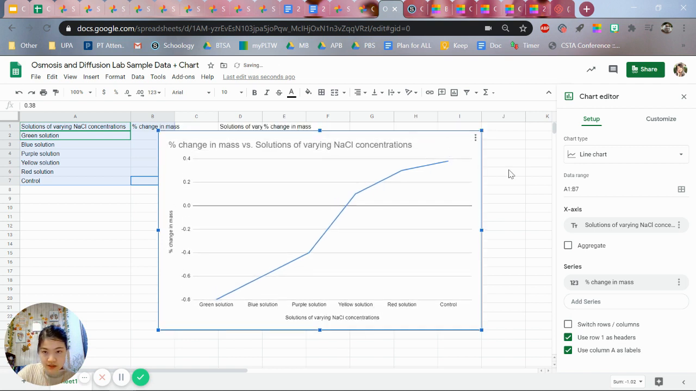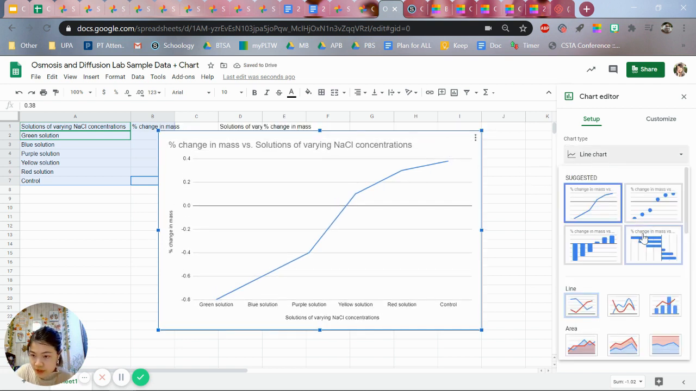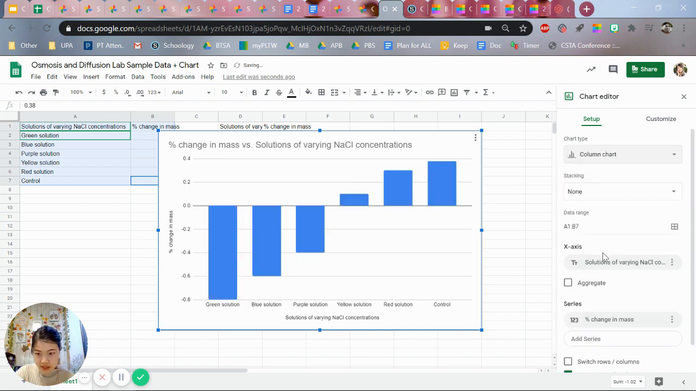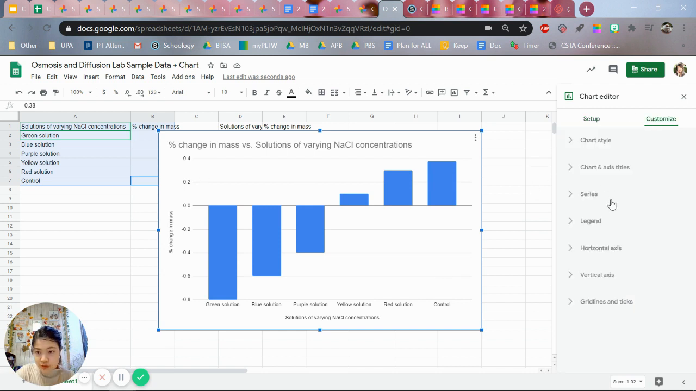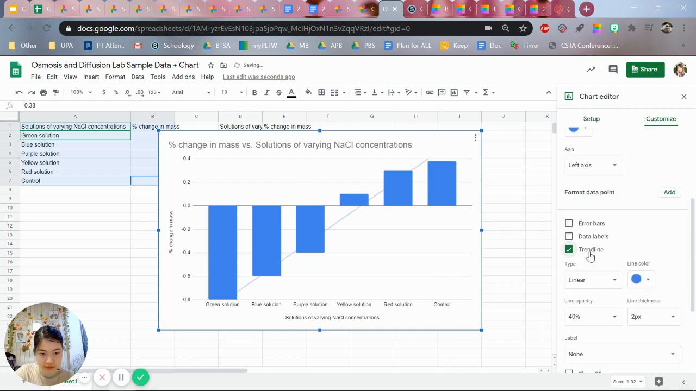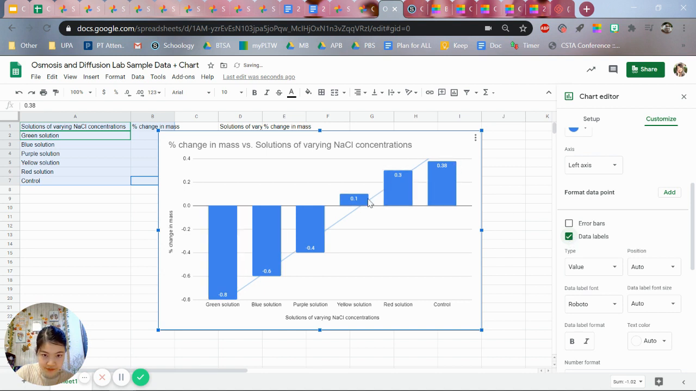It's the most simple line chart, but you don't want that. You want this column chart. And I'm also going to customize it a little bit more. This is what I expect from my students. I want them to put a trend line. This trend line is going to be important for determining the approximate saline concentration of the vegetable slice. And I also want data labels for each of the percent change in mass.